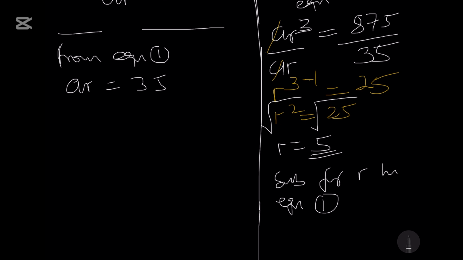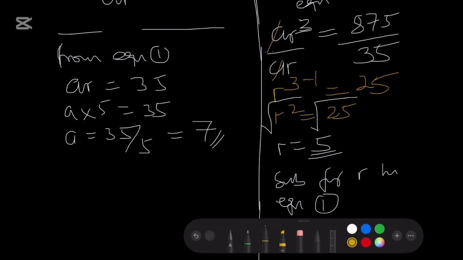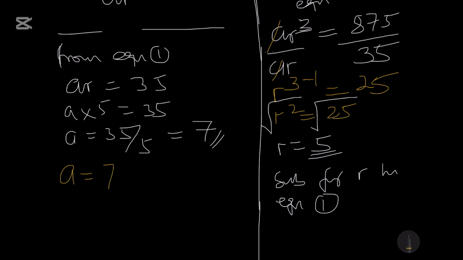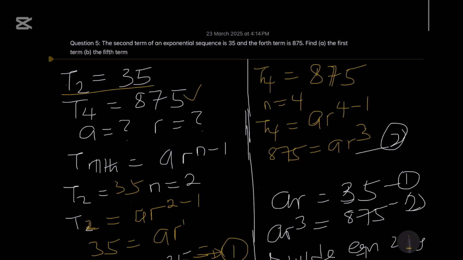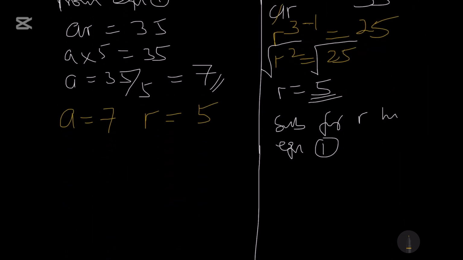35. So substituting for r, we have a times 5 equals 35. Dividing both sides by 5, we have 35 divided by 5, and our a will be 7. So we have it clearly that our first term is 7 and our common ratio is 5. Now the question says find the fifth term. So now we know our first term and our common ratio, so we can find the fifth term easily.